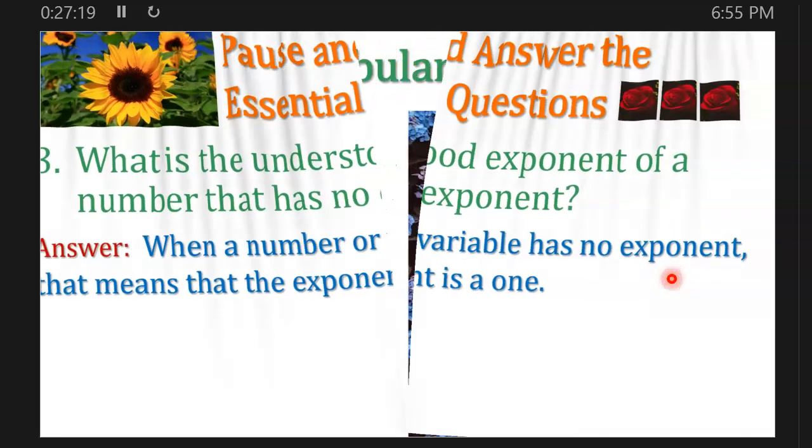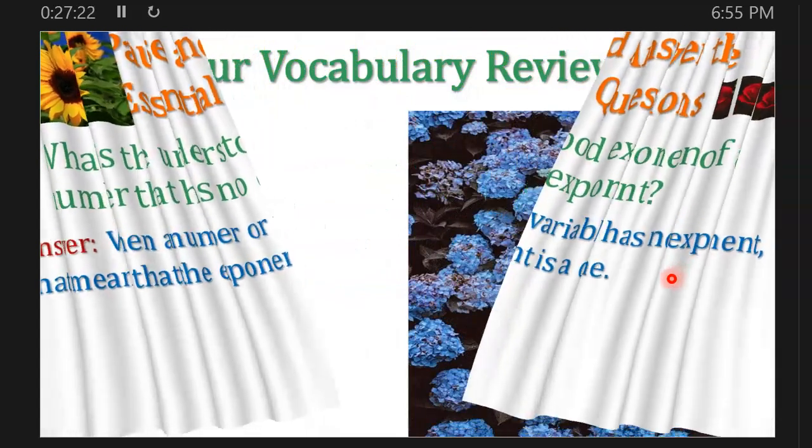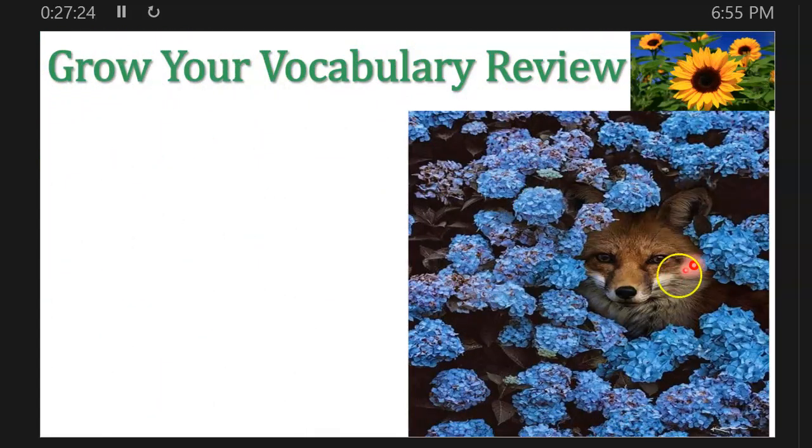All right, let's go ahead and review our vocabulary one last time. This time we have a cute little fox who's going to help us out. Oh my gosh, how adorable is he?